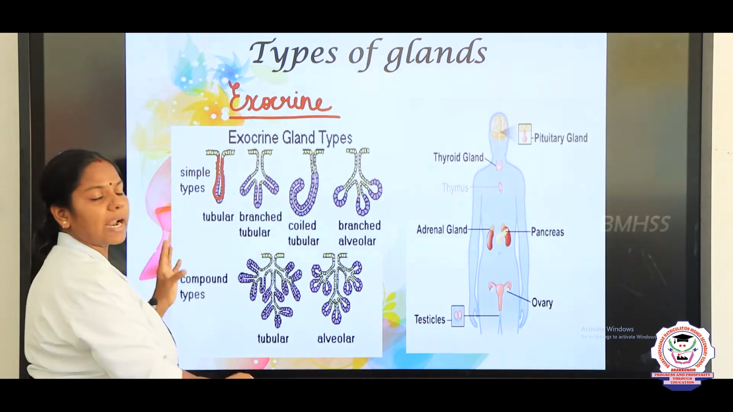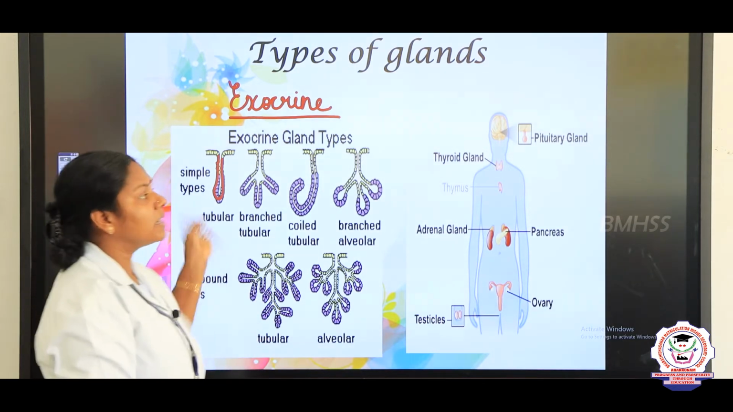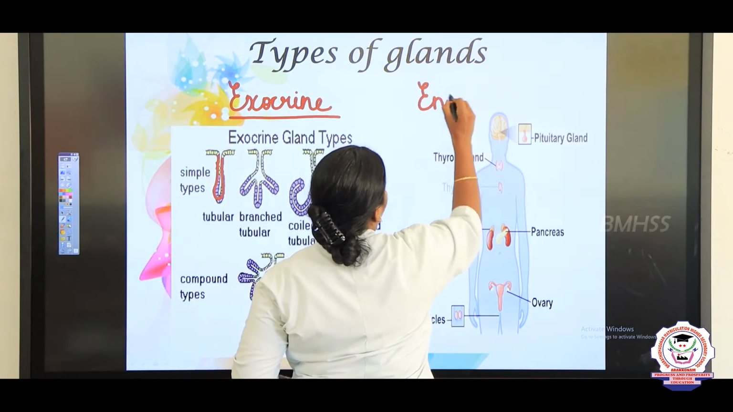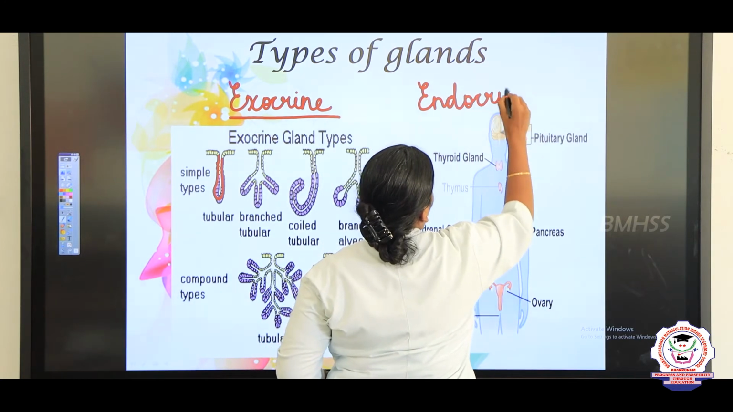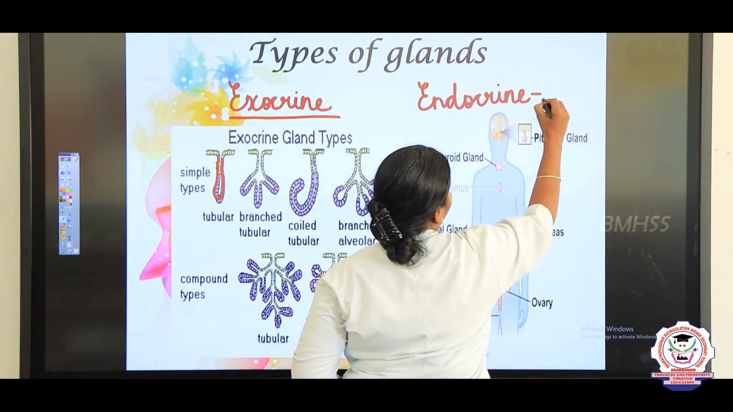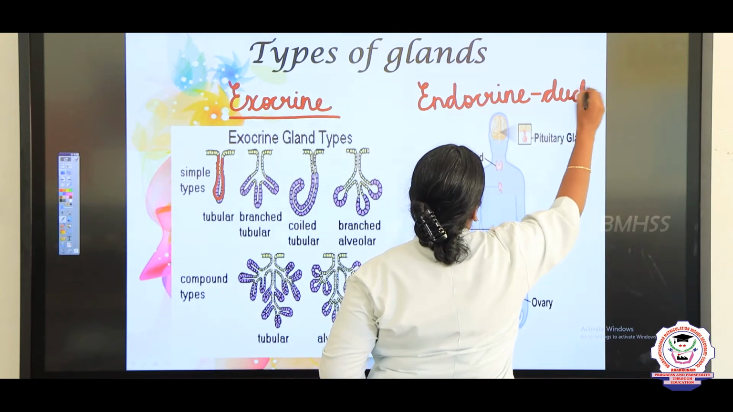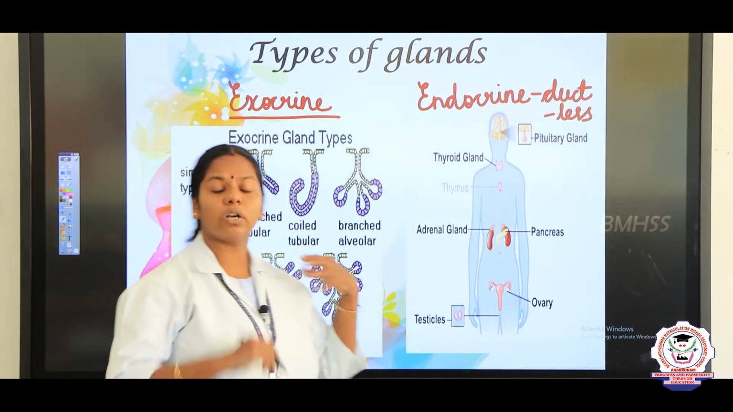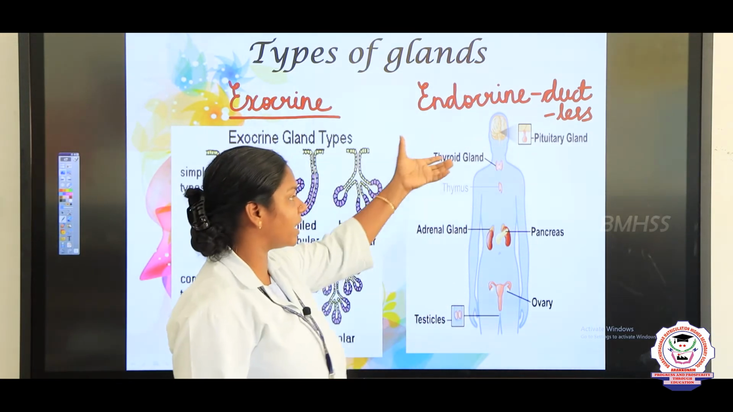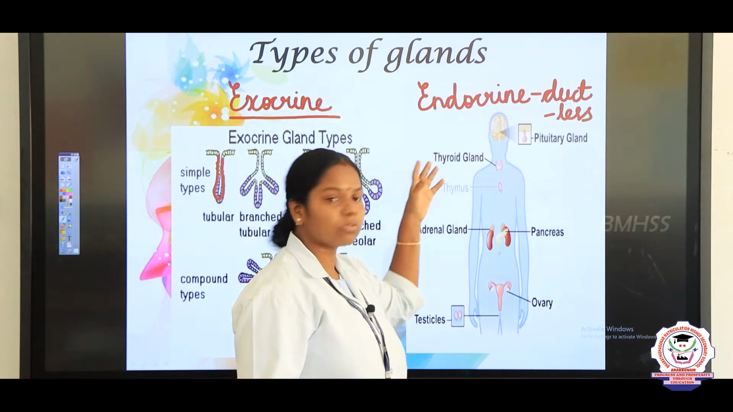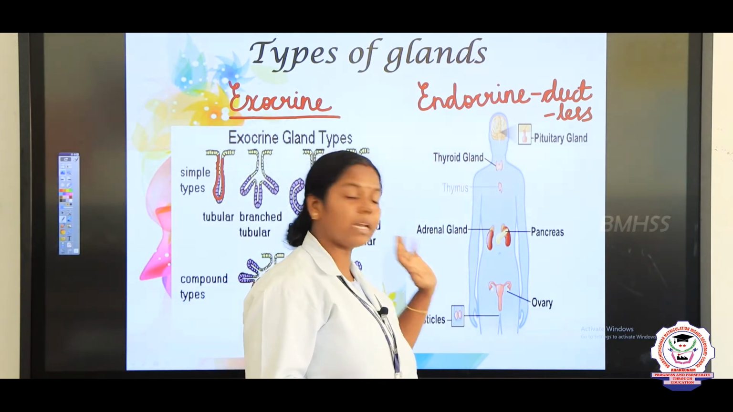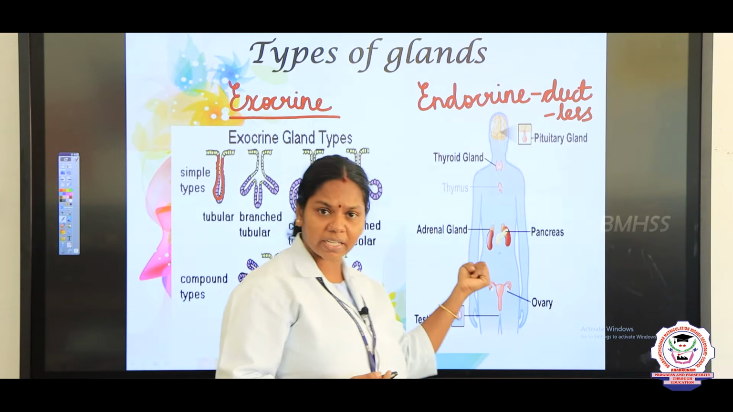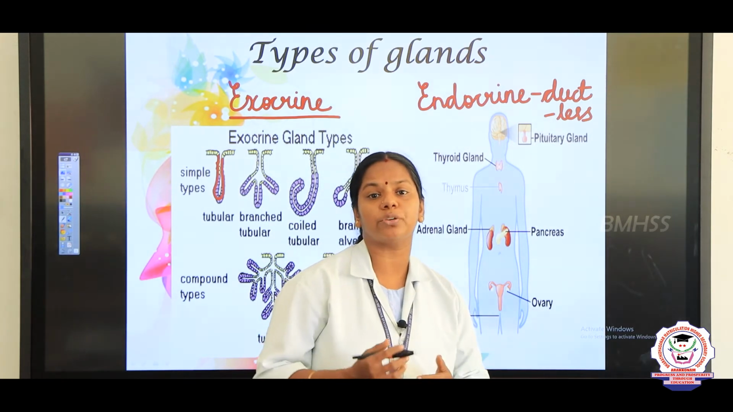So the exocrine glands possess the ducts. In contrast to it, the endocrine glands do not have ducts. Hence, we can call them ductless glands. What can we call them, children? Ductless glands. They are surrounded by blood capillaries. There are many endocrine glands in our body: pituitary, thyroid, thymus, adrenal, ovary and testes. They do not have ducts, and their hormone secretions are directly poured into the blood.